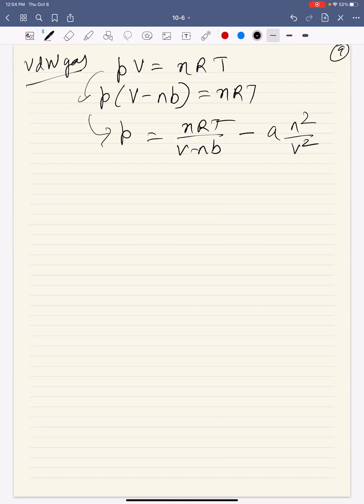So I want to derive the internal pressure, pi T. Does anyone remember the formula for internal pressure? It was partial E by partial V at constant temperature, right? Not to be confused with the thermodynamic pressure, which was partial E by partial V at constant S and number, right? So this is different. So how do we derive this for a van der Waals gas?